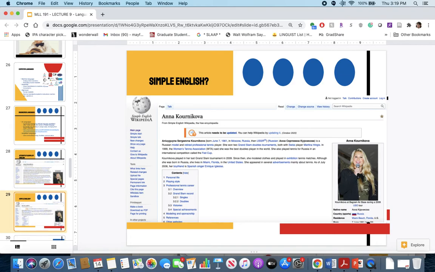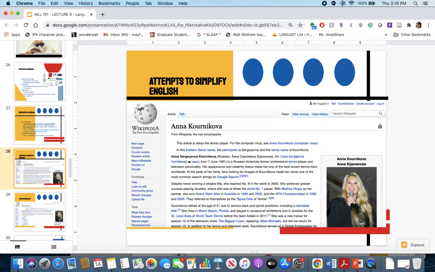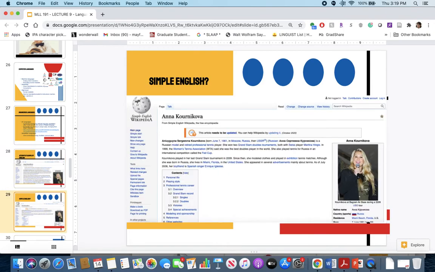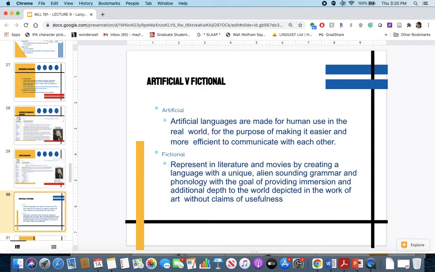So it says where she's from and how many Grand Slams she's won. But very interesting is that, in comparison to her full Wikipedia page, her Simple English Wikipedia page mentions that her boyfriend is Enrique Iglesias. So apparently, the editor of the Simple English Wikipedia page thinks that is a very important detail.